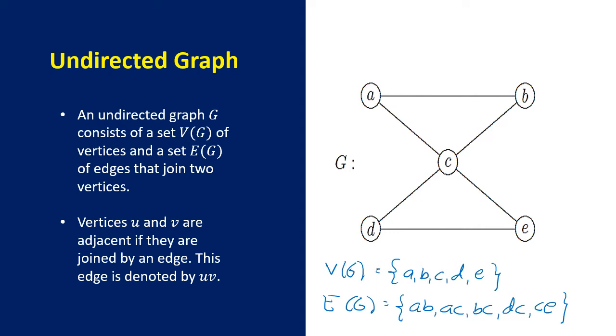When do we say that two vertices are adjacent? If they are joined by an edge. This edge is denoted by UV. Just like in this case, we have an edge. This is the edge AB, AC, BC. So meaning to say A is adjacent to B, A is adjacent to C.